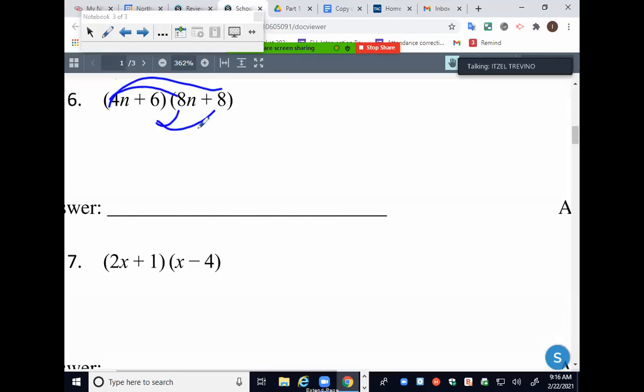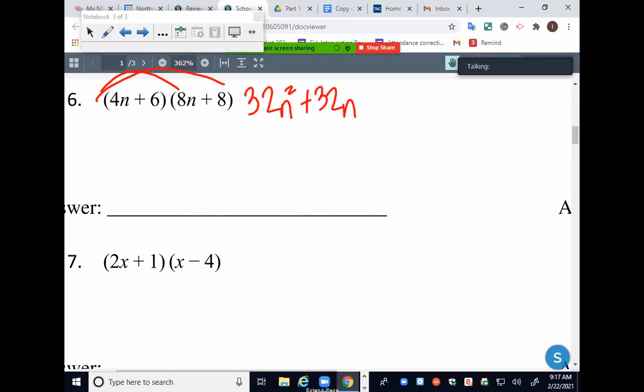So let's erase that. And I'm going to start in red. So first, with my red, 4 times 8 gives me 32. n times n gives me n squared. And then I'm going to do 4 times 8 gives me 32. And then I just have one n.